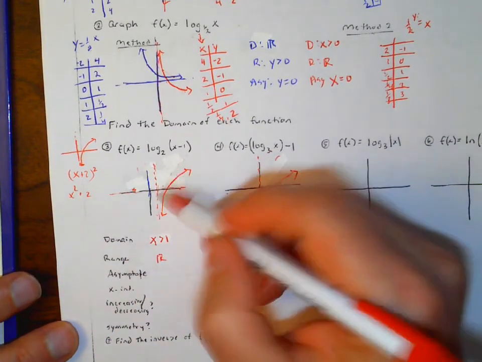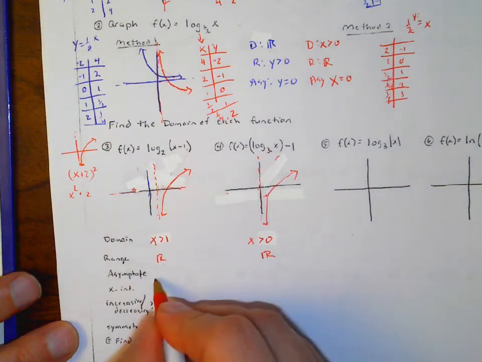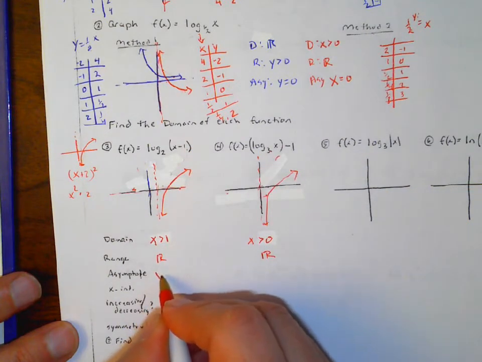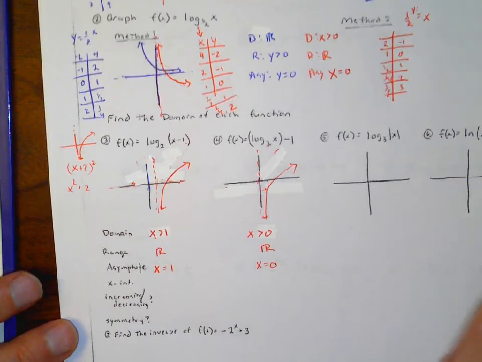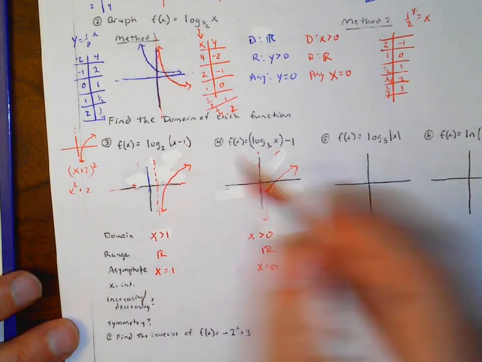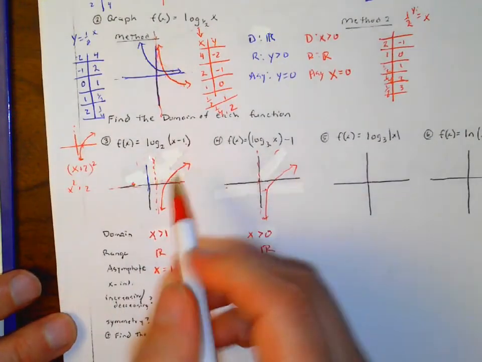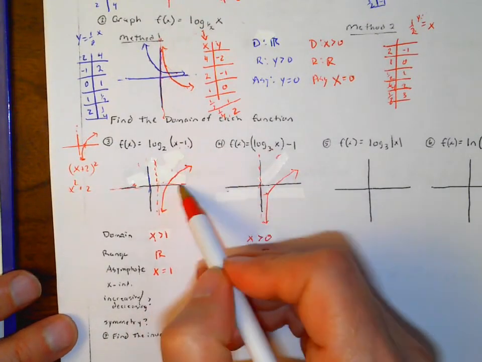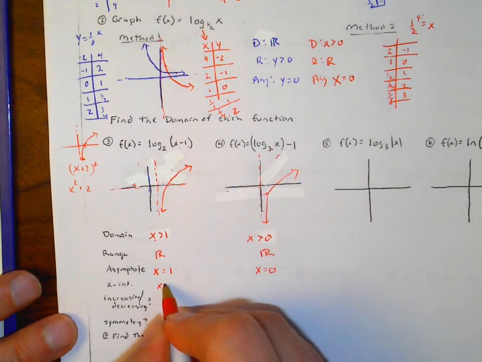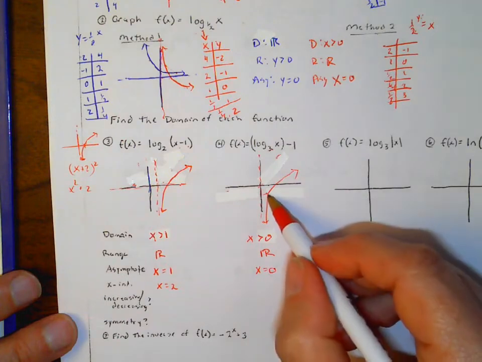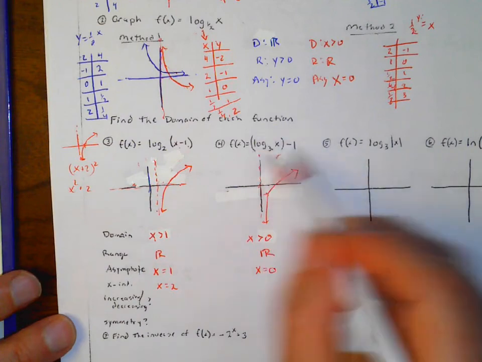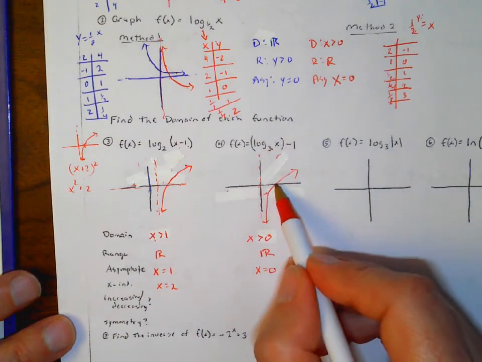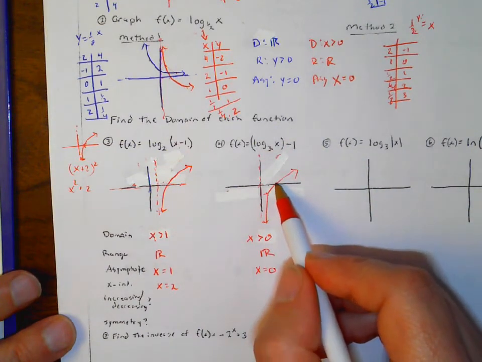Our asymptote here got shifted to the right one, so it's at x equals 1. Here it's still at x equals 0. Our x-intercept, usually our x-intercept is here at 1, but it got shifted this way 1, so it's actually at 2. This other x-intercept is a little bit harder to do, just because it's going to be some sort of decimal. You can find it on Desmos if you want to.